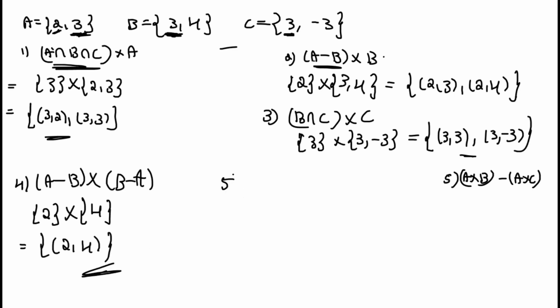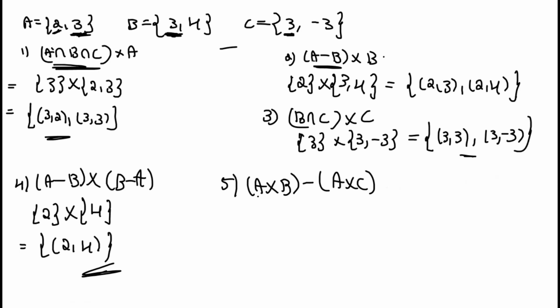Next, fifth question: A cross B minus A cross C. You need to calculate A cross B minus A cross C. First you need to calculate the Cartesian product A cross B, then the Cartesian product A cross C. After that you need to calculate the minus, the difference of sets. Here I'll write A cross B.